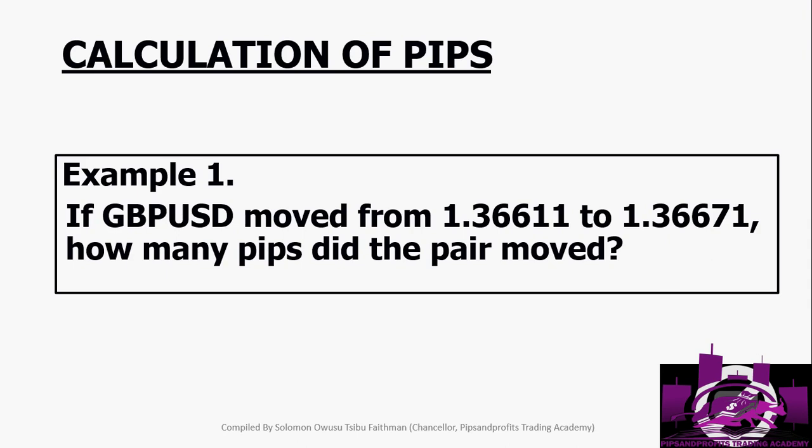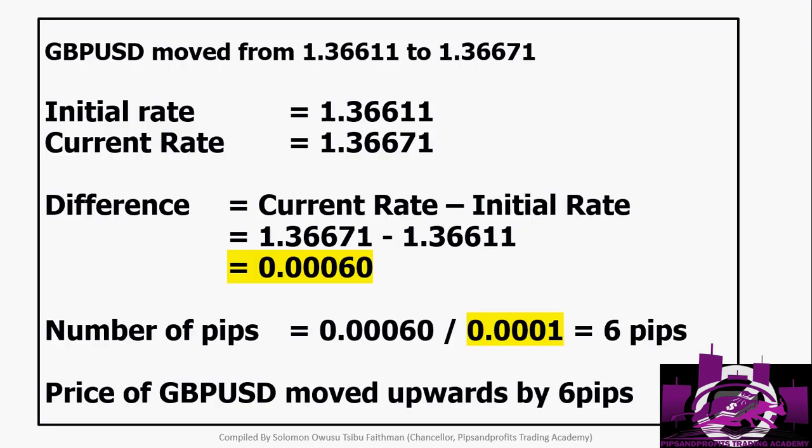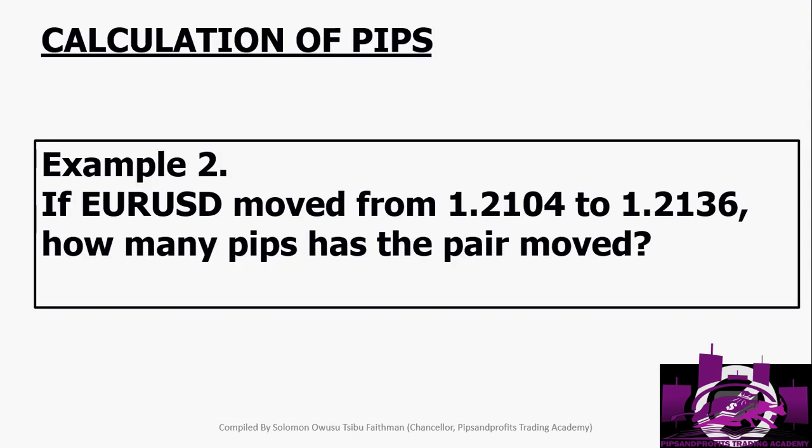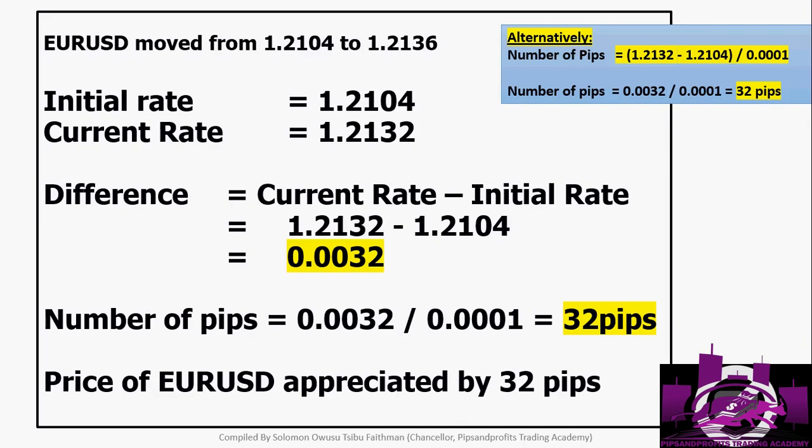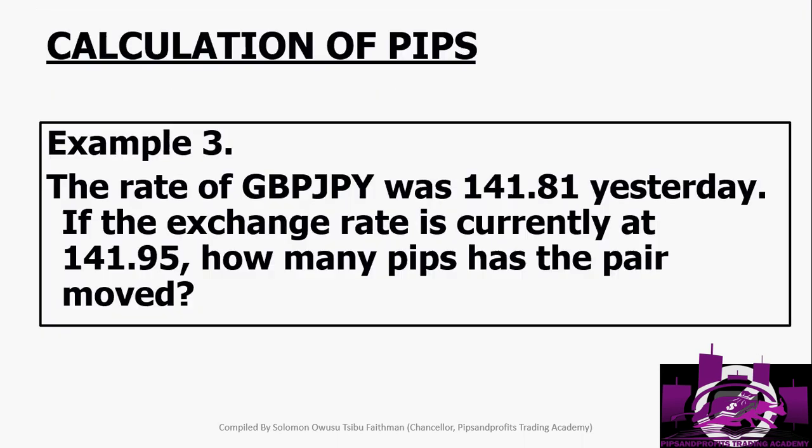Okay, so we went through examples. For instance, GBP USD moved from 1.36611 to 1.36671. How many pips did the pair move? We did that yesterday. So this is how it is done. You can take a screenshot. If you were not here yesterday, you take a screenshot of that. And then we did the second example for Euro USD. Euro USD moved from this particular price point to another price point, and we asked ourselves how many pips that pair moved, and we did the calculation. We arrived at 32 pips.